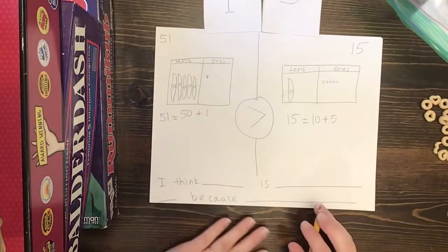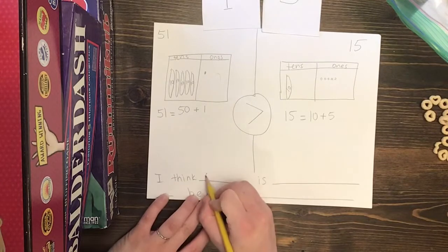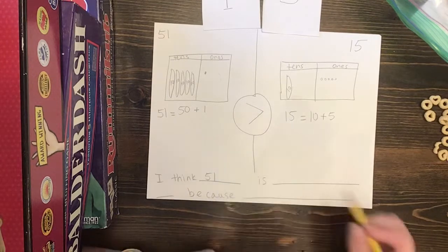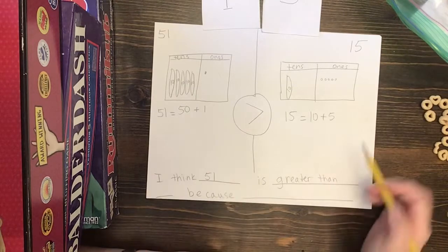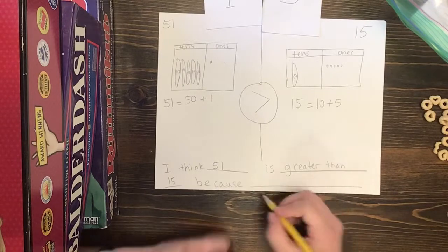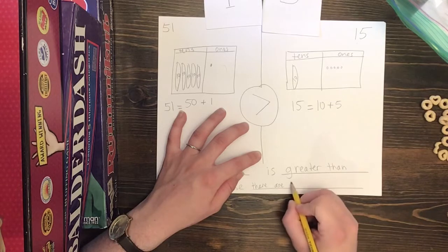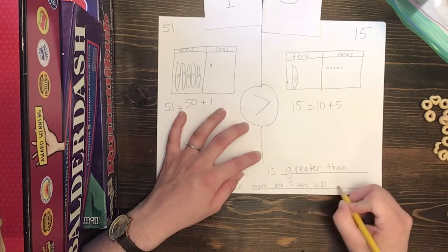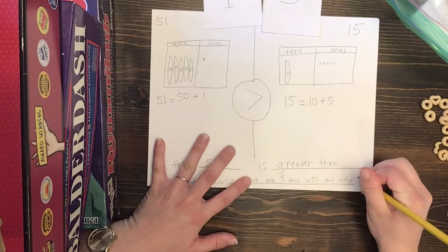Now, something I forgot to show you on the other side, but what I want you to do is finish writing this. So we're going to fill it in. I think 51 is, we're going to use these words, greater than. I think 51 is greater than, which number? 15. 15 because, let's finish writing it, there are 5 tens in 51 and only, oh no, I'm running out of room, and only 1 ten in 15.